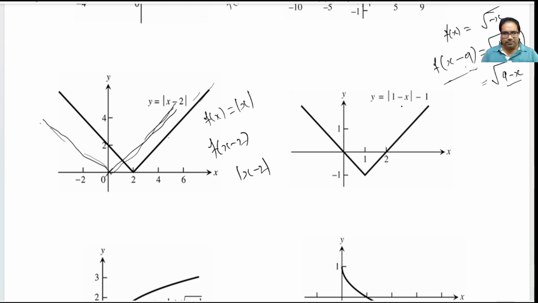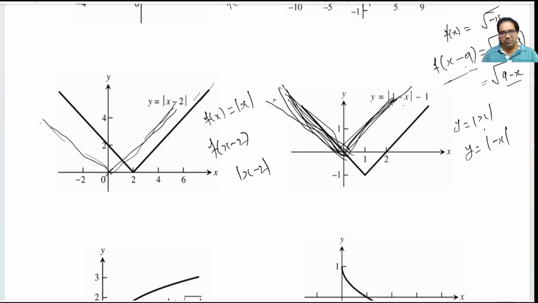Now similarly, this one: mod of 1 minus x minus 1. Let's start with y equal to mod x. Y equal to mod x is this. Now what is y equal to mod of minus x? Mod of minus x is a reflection around the y-axis. So obviously this graph is like this. Even if you reflect, you will get the same graph. So y equal to mod x and y equal to mod of minus x, both graphs are the same.